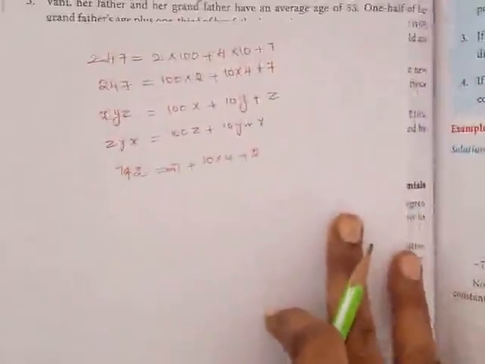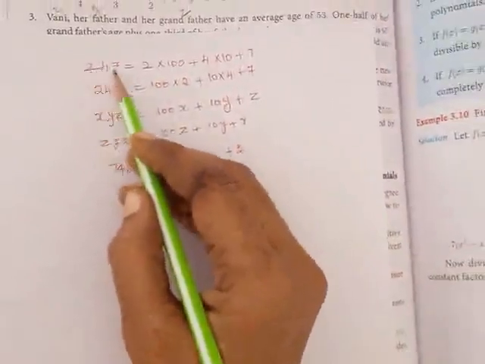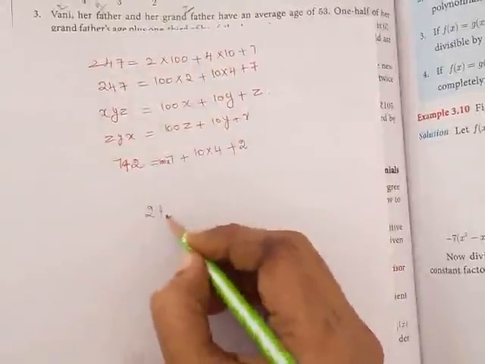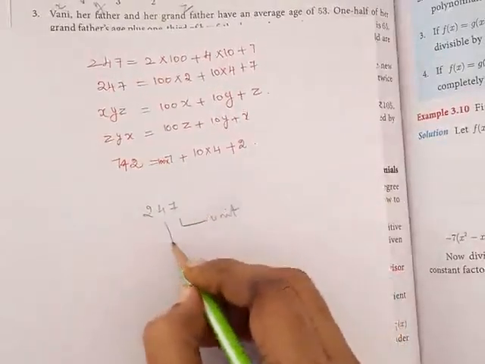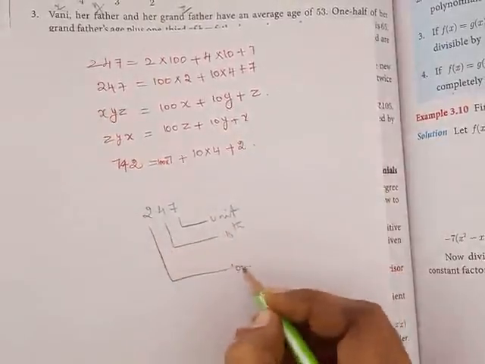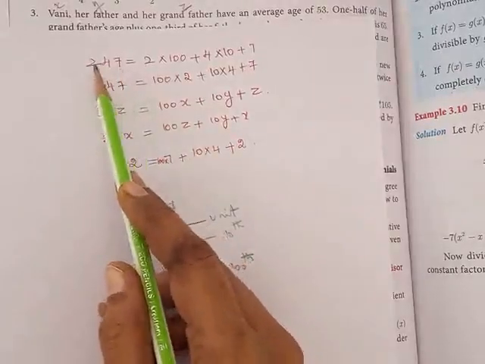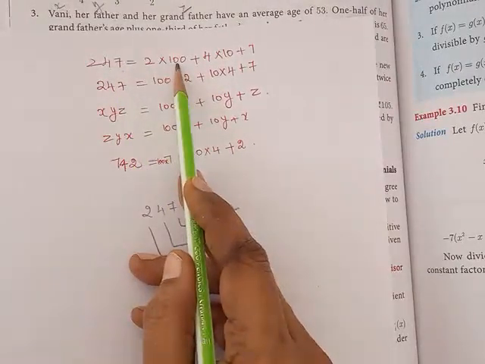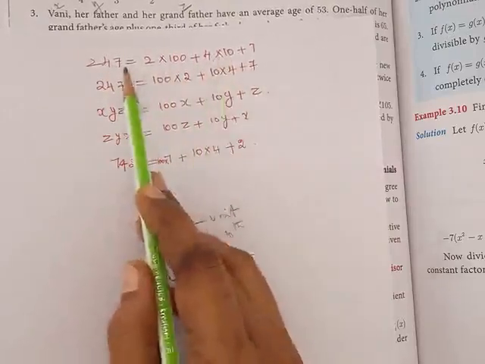For example, if you take one 3-digit number, that is 247. This 247 means 7 is in the unit place, 4 is in the 10th place, 2 is in the 100th place. Now 247 can be written in the expanded form as 2 into 100, that is 200, and 47. 40 means 4 into 10, 40 plus 7.